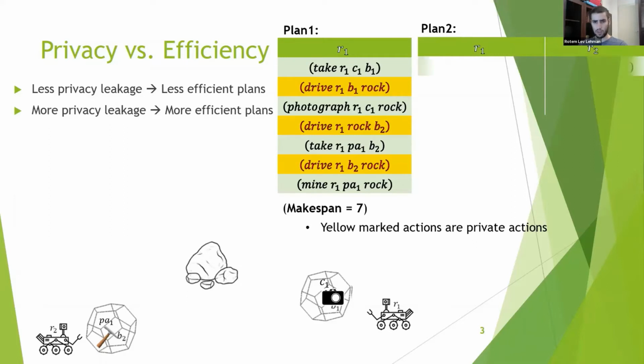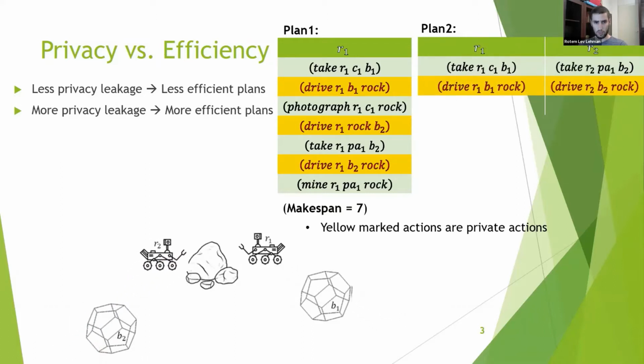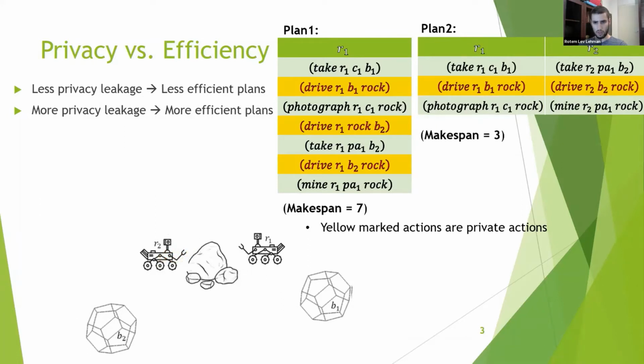Let's see the plan. So now they both share private information, so they both can collaborate together. But keep in mind that revealing it lets other agents know more private facts that the revealing agent does not wish to share.